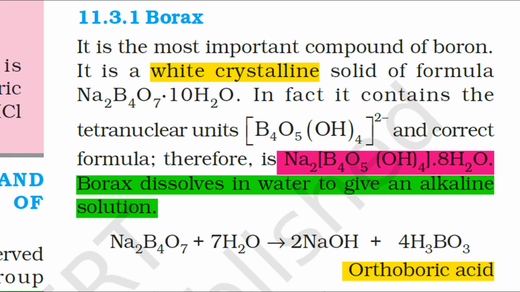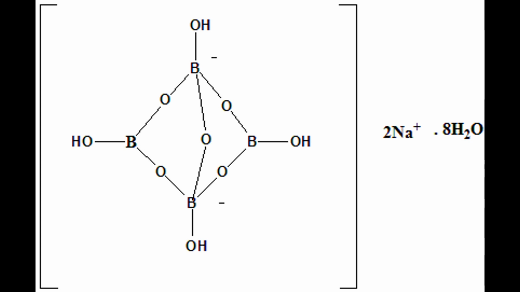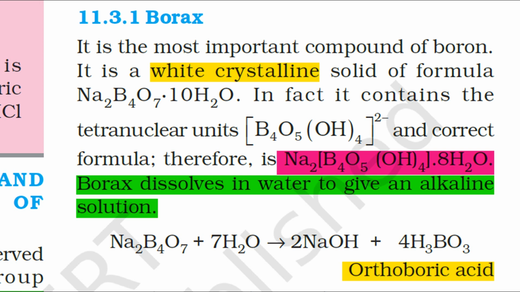So first is borax. It is a white crystalline solid. Formula is Na2B4O7.10H2O. It has a tetranuclear unit, [B4O5(OH)4]2-. See this image. Tetranuclear unit means it consists of 4 boron atoms, which repeat themselves to give a ring-like structure. The correct formula of borax is Na2[B4O5(OH)4].8H2O. Borax dissolves in water and forms NaOH and orthoboric acid, and it is alkaline.